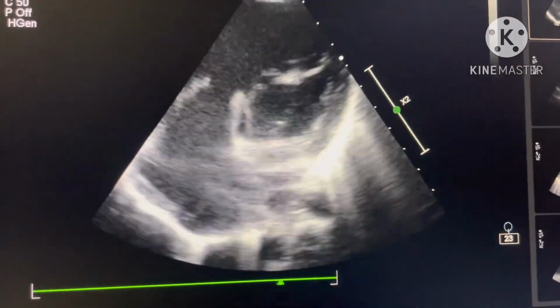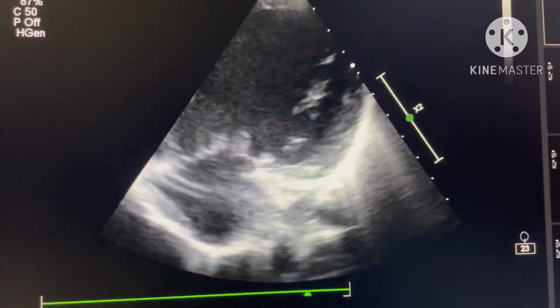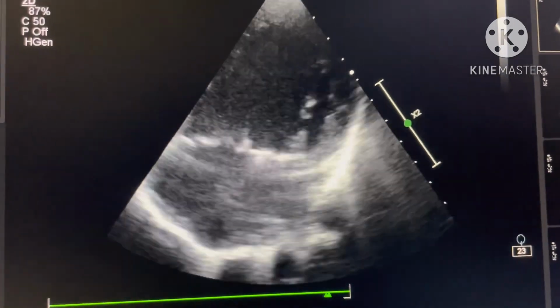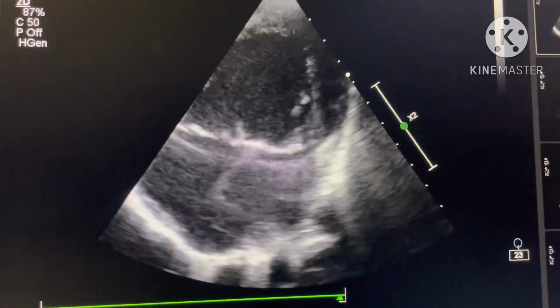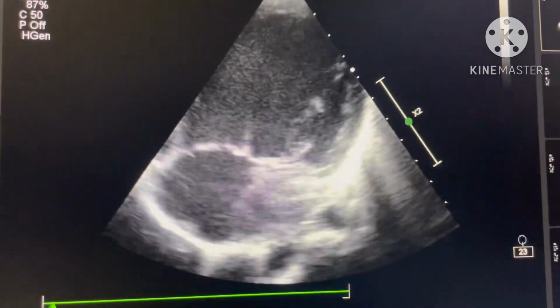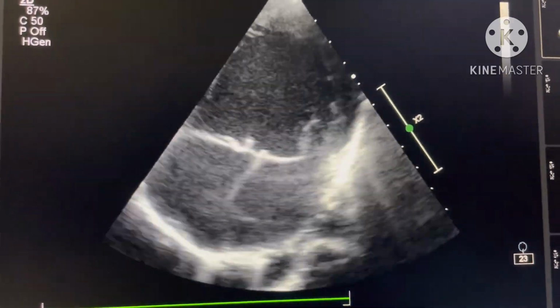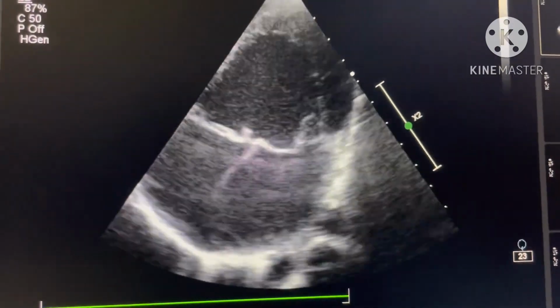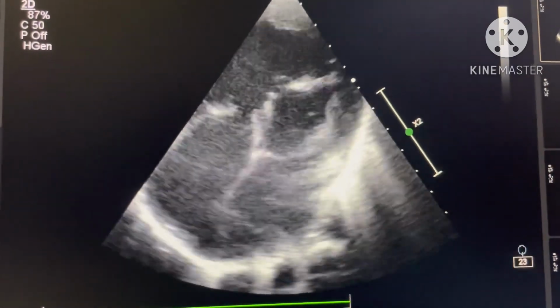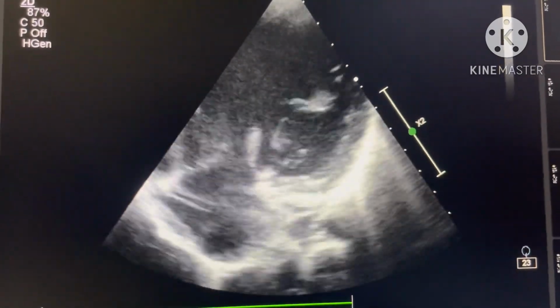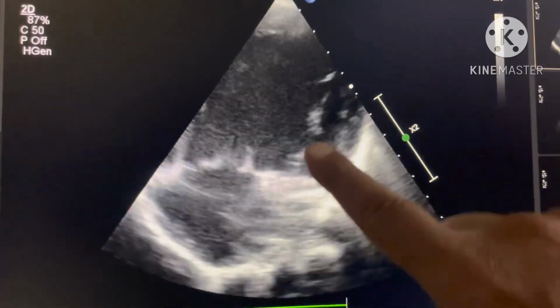This is the case of double inlet single ventricle. Double inlet means both the mitral valve and tricuspid valve open into a single ventricle. Here the single ventricle is of left ventricular morphology, and the right ventricle is very much hypoplastic and rudimentary.